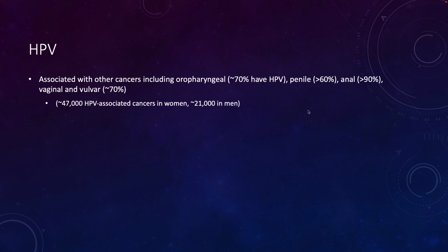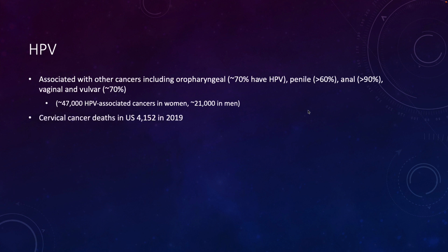Every year, it is estimated that there are approximately 47,000 HPV-associated cancers in women and 21,000 HPV-associated cancers in men. So men, of course, are going to have the penile cancer. They are not going to have cervical cancer or vaginal cancer, but men are actually mostly overrepresented in the oropharyngeal cancers as well. So typically, that's the type of cancer that you would see more commonly in men. But men and women can both get the anal cancer and the oropharyngeal cancer. And then, of course, women are going to experience the vaginal and vulvar cancers and cervical cancer.